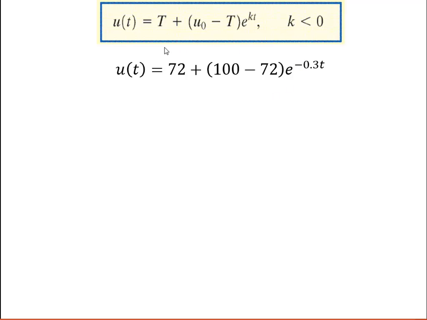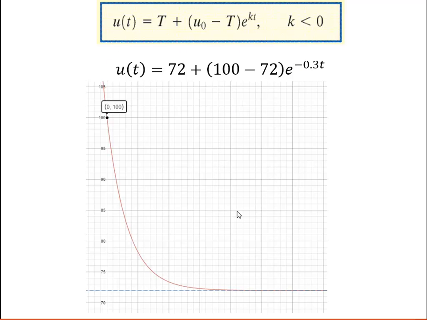So if I plug this into Desmos and graph it, just to visualize the scenario, here's my initial temperature, and notice my exponential is going to decay, and it's going to approach this room temperature of 72. So it's going to approach the temperature of the surroundings. A cup of heated tea or coffee is going to cool down to the room temperature. So that's what this model is representing here. When my k value is negative, I get decay down to this asymptotic behavior of approaching the room temperature.